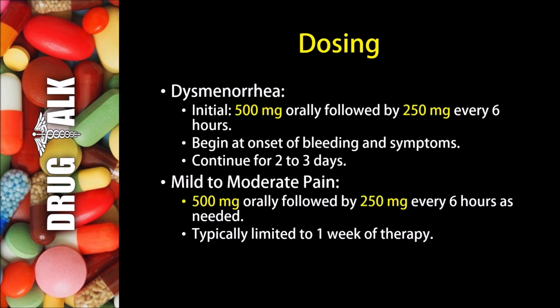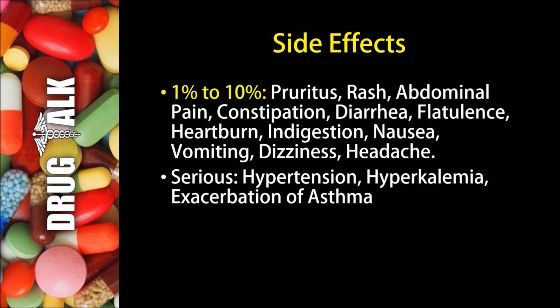Now, what about dosing with Ponstan? So in dysmenorrhea, we would typically see 500 milligrams orally initially, followed by 250 milligrams every 6 hours. They would begin at the onset of bleeding or symptoms and then continue for about 2 to 3 days. When treating mild to moderate pain, the dosing would be similar in that you would use 500 milligrams orally initially, followed by 250 milligrams every 6 hours as needed this time. And then the typical duration would be limited to 1 week of therapy, rather than the 2 to 3 days.